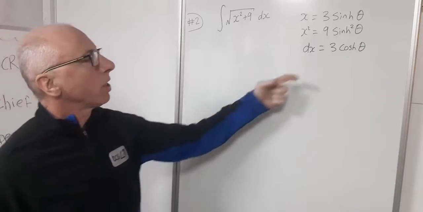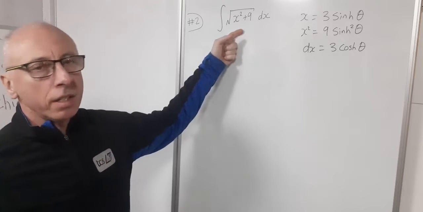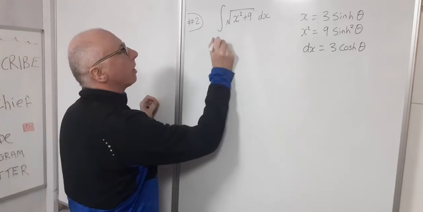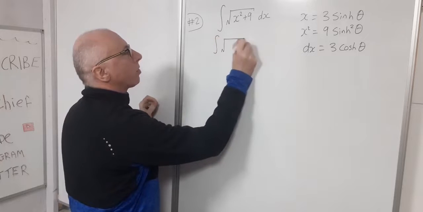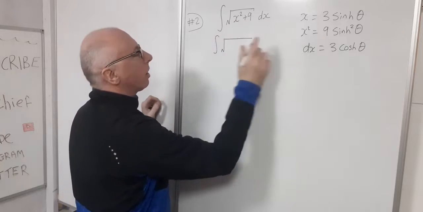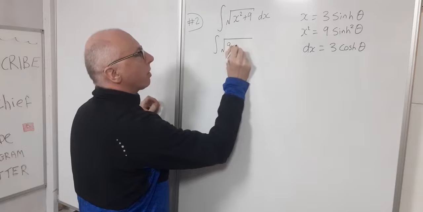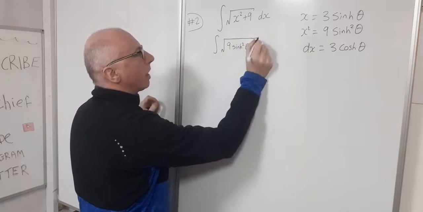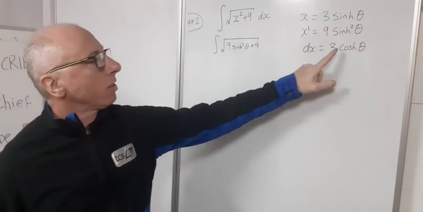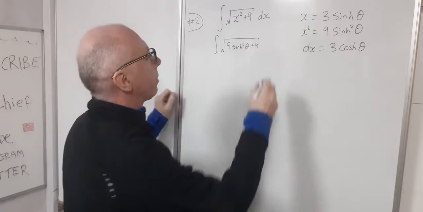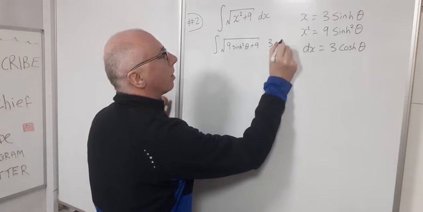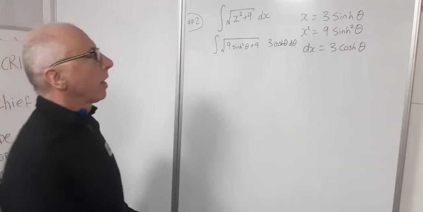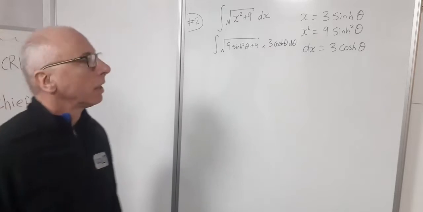So with that information, I'm ready to integrate with regards to theta. So change my variable from x to theta. So now I've got the integral of the square root of x squared, which is 9 sinh squared theta plus 9, and then my dx is 3 times cosh theta, and then that's d theta. Okay, so these are multiplied.